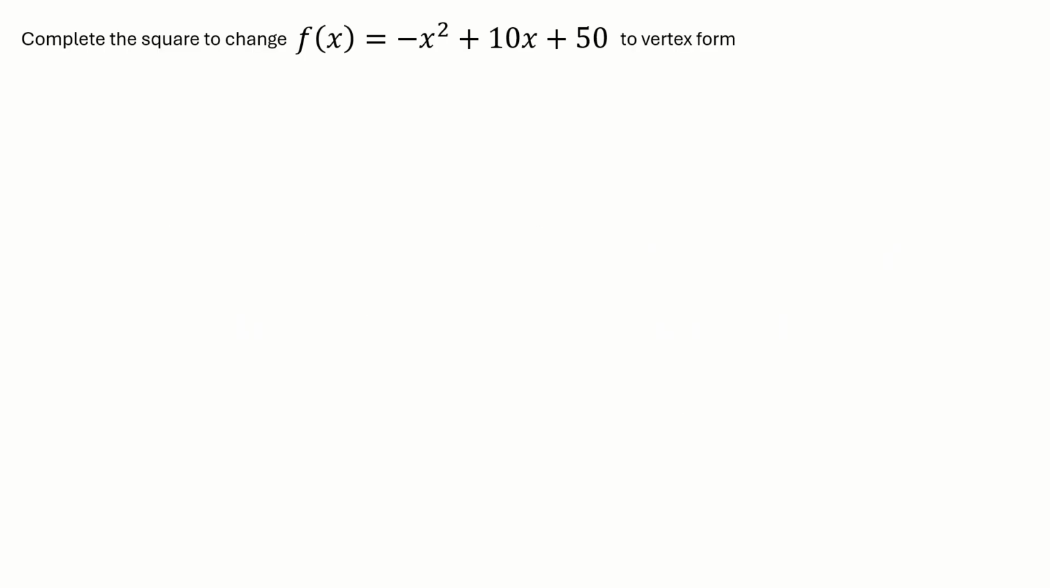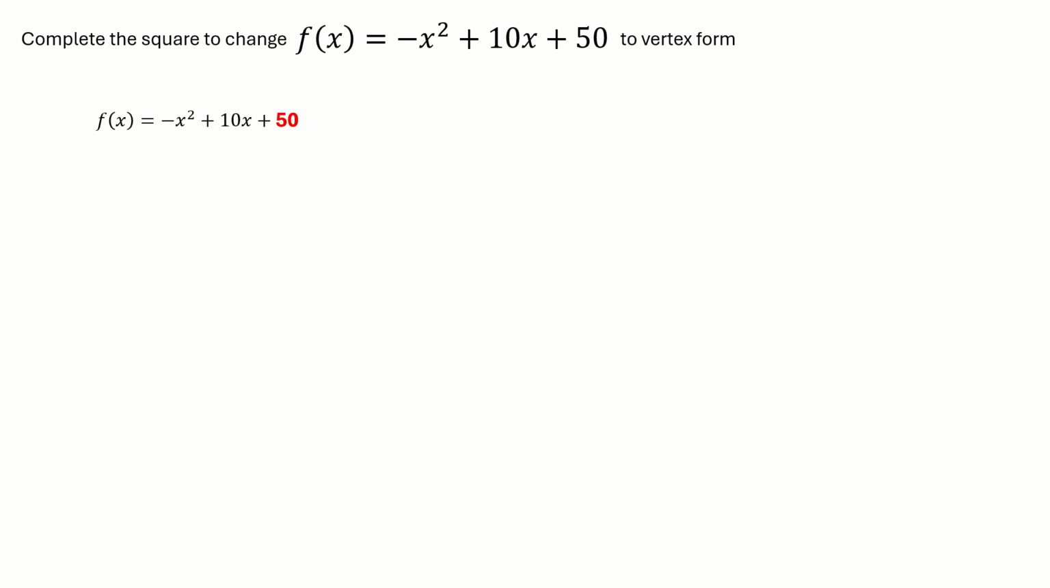This is an example of a quadratic equation that's in standard form. Notice there's no parentheses on the right side of the equation. And the goal is to change it so that it does have parentheses on the right side of the equation and that the term inside the parentheses is a binomial that's squared. And that's what's referred to as vertex form. In order to do this, we're going to have to do some algebraic manipulations on the equation.